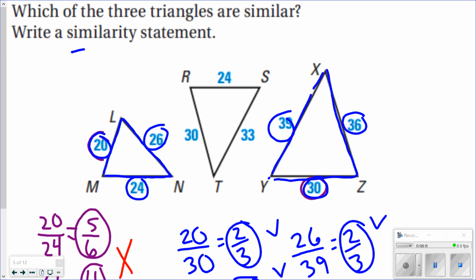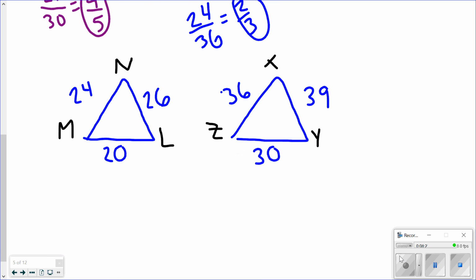Now it did ask to write a similarity statement. So remember, our sides have to correspond with each other. So I'm actually going to redraw these triangles because we can kind of see that they're not in the same position. That way it's a little bit easier for us to write out the similarity statement. So here are my two triangles, and I redrew them.